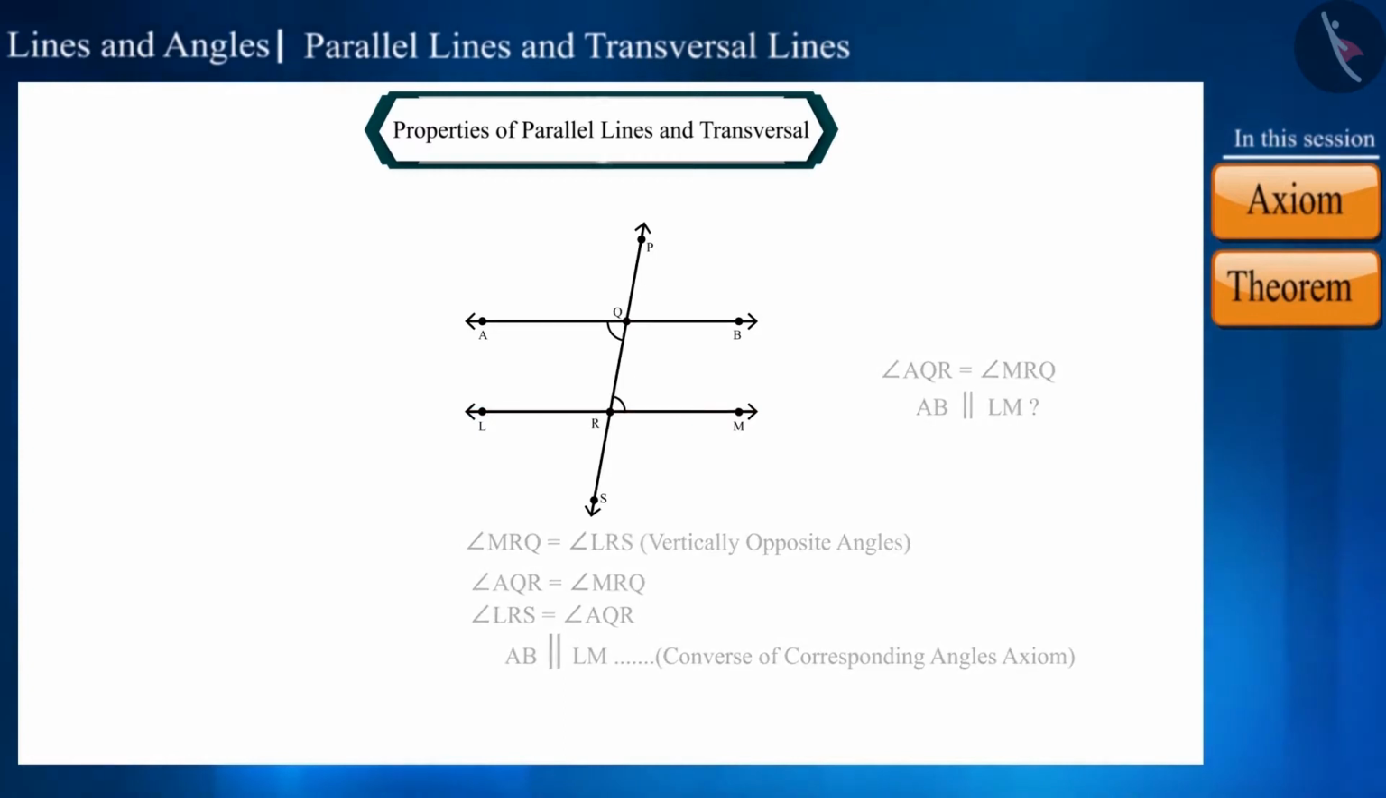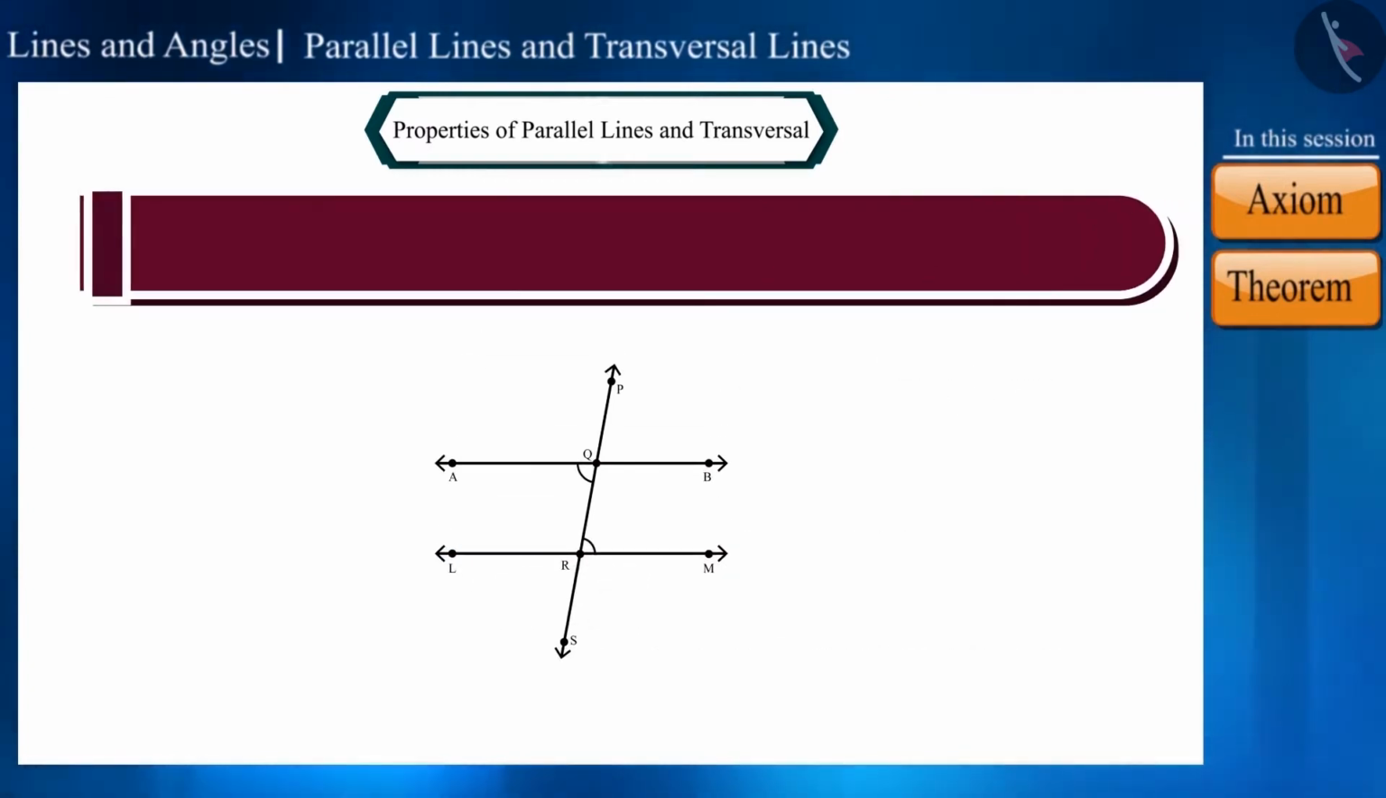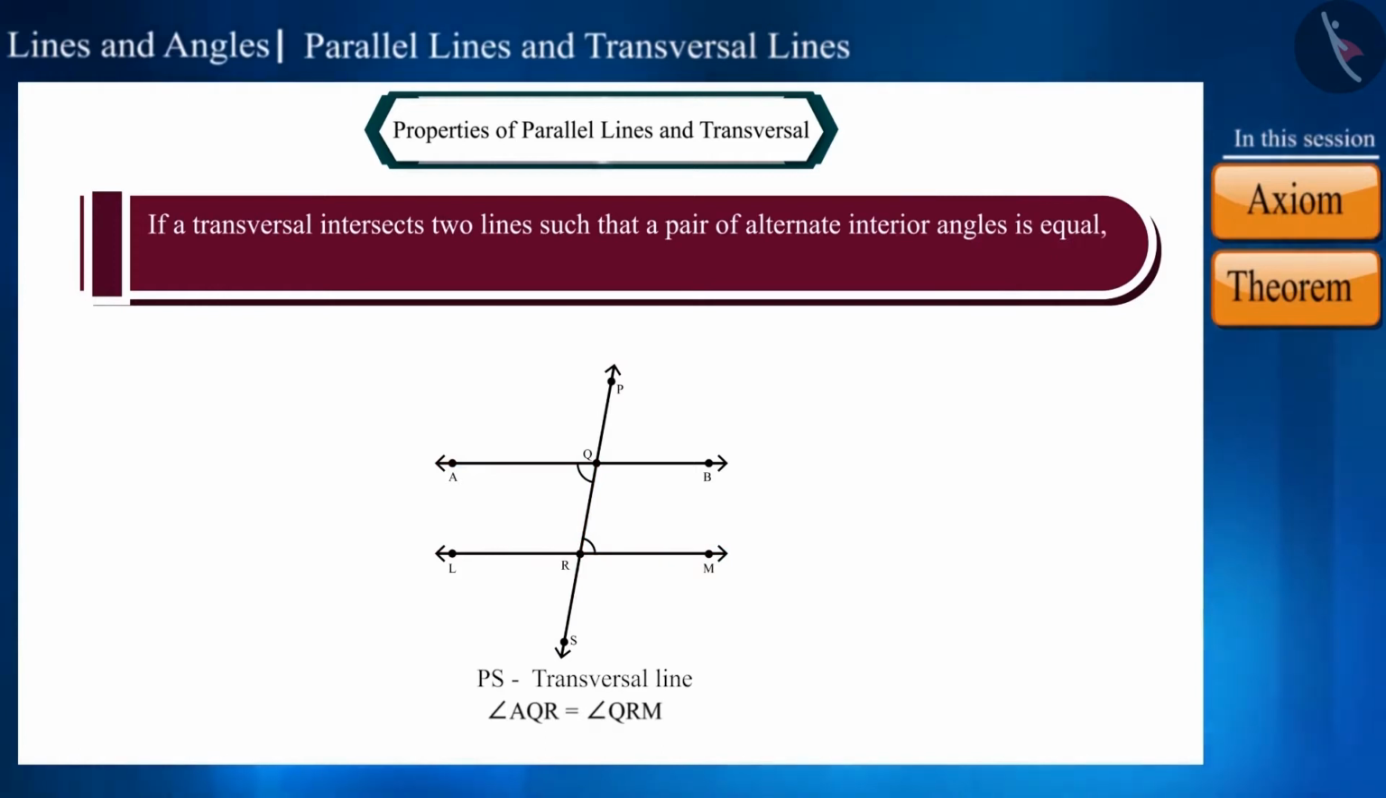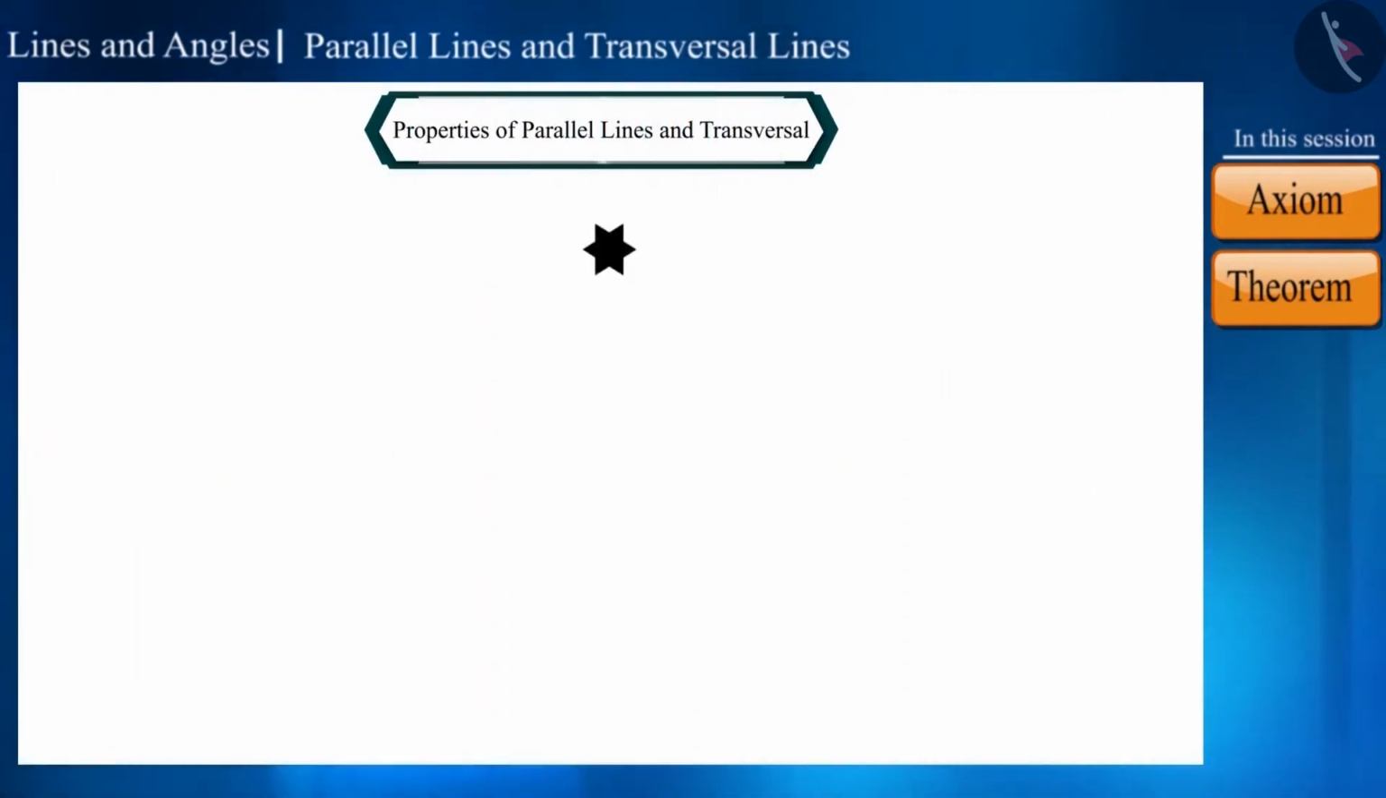We can write this result also in the form of a theorem as follows. If a transversal intersects two lines such that a pair of alternate interior angles is equal, then the two lines are parallel.